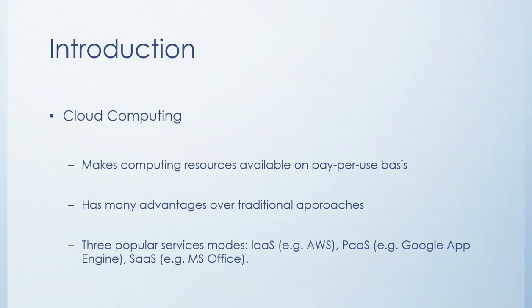There are three popular service models in cloud computing. We have infrastructure as a service, such as Amazon Web Services, a good example. Then we have platform as a service that gives you the platform to deploy your applications. An example is the Google App Engine. Then there's software as a service. One example is Microsoft Office that now runs as software on the cloud platform.